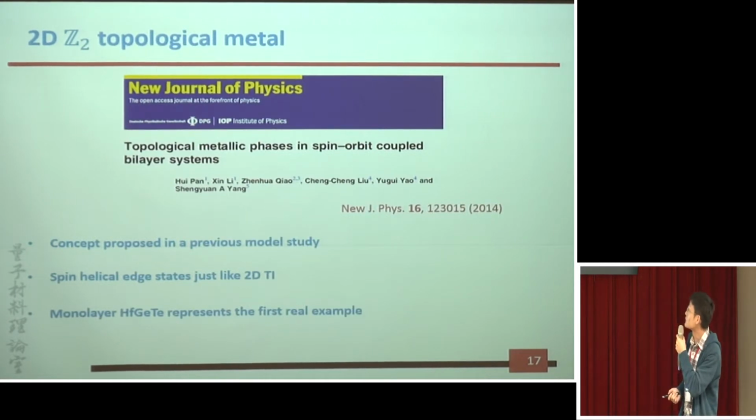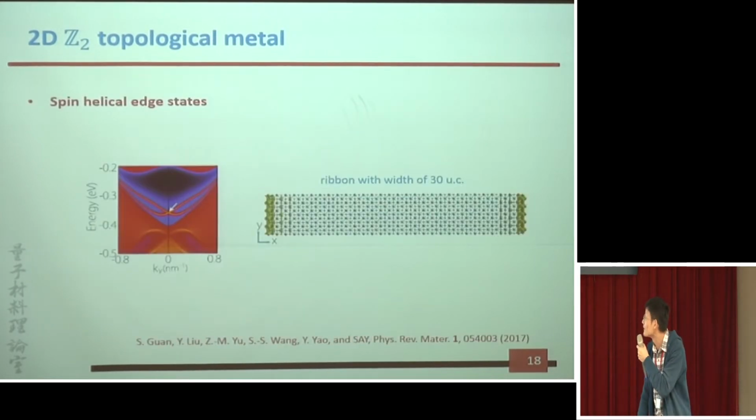And in previous work, we proposed such a phase called the 2D Z2 topological metal. This was in a model study. Basically, the key feature is that the gap is closed indirectly and the Z2 is non-zero, so you can still have spin helical edge states, just like in a 2D topological insulator. And here, this material represents the first real example. Indeed, if we calculate the edge spectrum, we can see these helical edge states. They are localized at the sample boundaries.